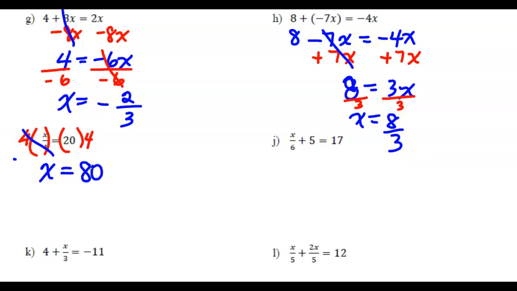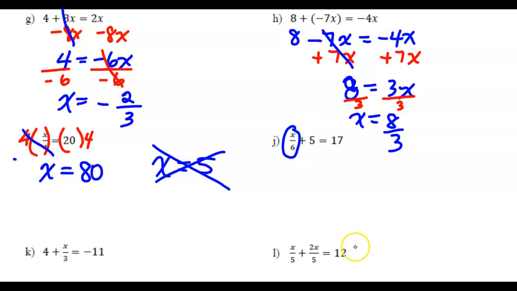A really common answer that I will see is students just say, oh, that's 5, because they see a 20 and they see a 4 in the denominator, and 20 divided by 4 is 5. But if you put 5 back in for x, 5 divided by 4 is not 20. Right? It's 1 1/4 or 1.25. So that was really a 1-step equation. This one's a 2-step.